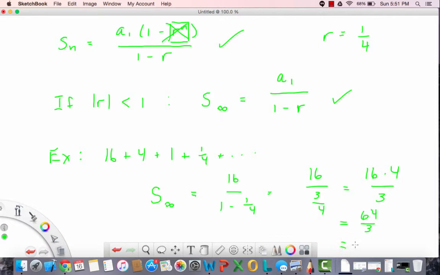And this is actually the same as 21 and 1/3. So let's think about that. We have 16 plus 4 is 20, plus 1 is 21. Everything after that only contributes an additional 1/3. Believe it or not. It does seem a little surprising, but the numbers get smaller so quickly that they don't contribute much to the sum.